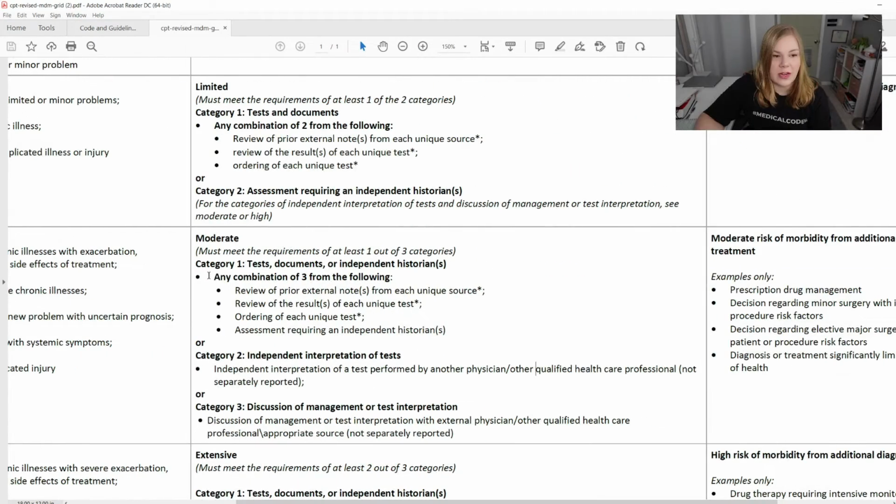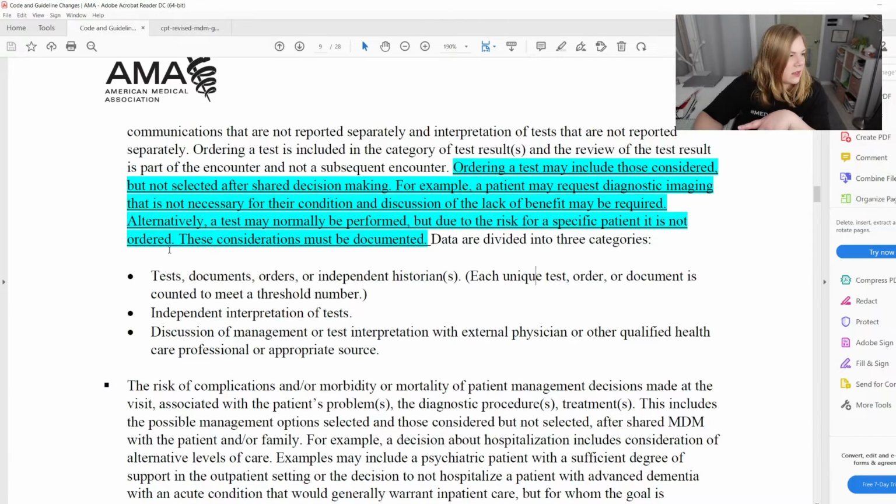Actually, let me zoom this in a little bit more so we can see it just a little bit clearer. So for category 1, it has to be any combination of 3 of the following, and that doesn't mean it has to be 3 of the 4 bullets. It could be just 3 orders of each unique test. It doesn't mean that they have to order a test and do an assessment. They could just do 3 of the ordering of each unique test, and that will meet that combination of a 3. You can actually verify that here in the guidelines where it says test documents, orders, or independent historians. Each unique test, order, or document is counted to meet a threshold number.